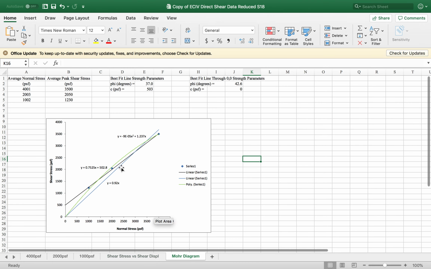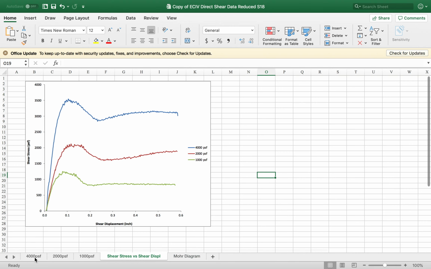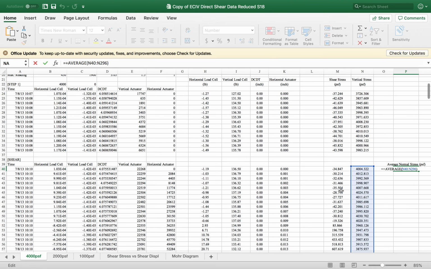So if we go over to our Mohr diagram tab, we have our average normal stress that the experiment is trying to apply. So 4,000, 2,000, 1,000. As before, it's not going to apply that directly, so we're going to take an average. That's what this average is here. So it just takes an average of all these values down here, and try to omit any outliers that you see on either end.